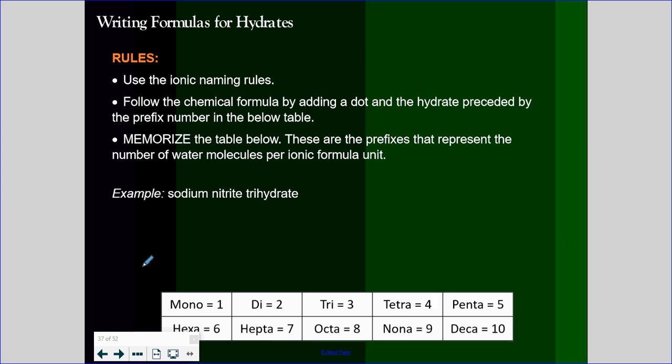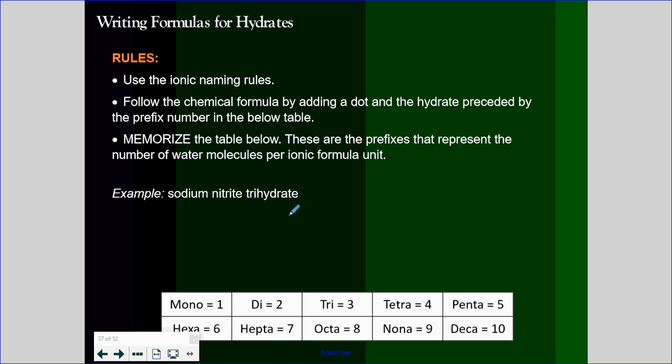So, pretty simple stuff. We're going to use ionic naming rules just like before. We'll follow the chemical formula by adding a dot and then a hydrate preceded by the prefix and the number from the number table below. And this is something we'll memorize over the course of this unit. I'm going to urge you to write this down and keep it handy throughout our practices because we use it more than once. Of course, you're going to memorize it by the time we take the test, but by the time you get there, I think it should be no problem.